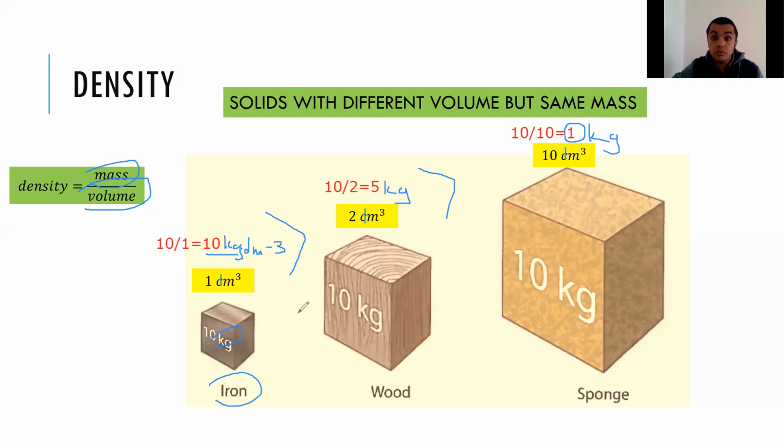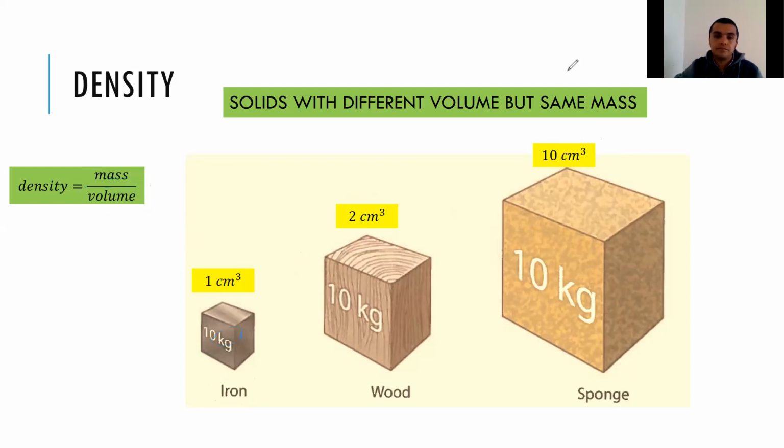Or you can just do a simple calculation if numbers are given. If numbers are not given, you just need to use this: solids with different volume but about the same mass. The one which has more volume has the lowest density.